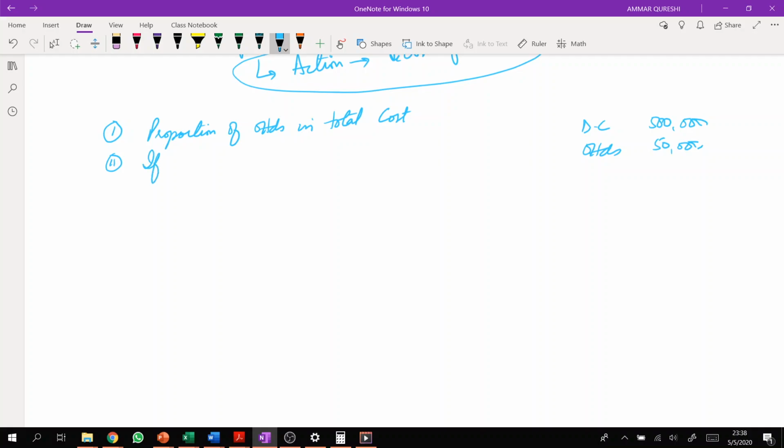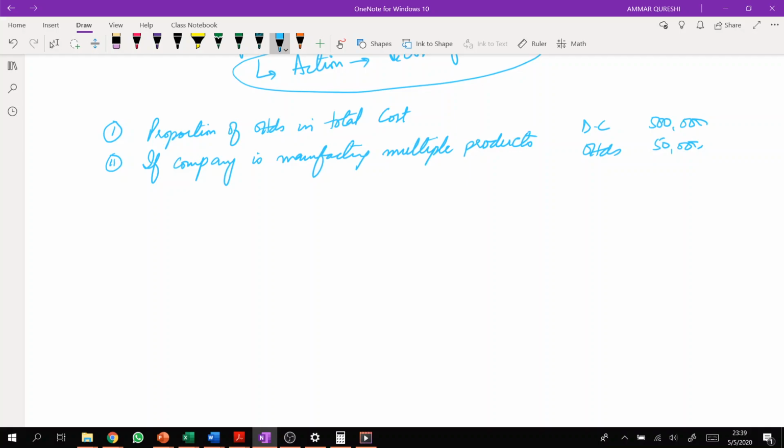The second condition is that if the company is manufacturing multiple products, then the company should use ABC. The more variety of products, the more likely that a company should use activity-based costing, because that's going to be beneficial for the company.